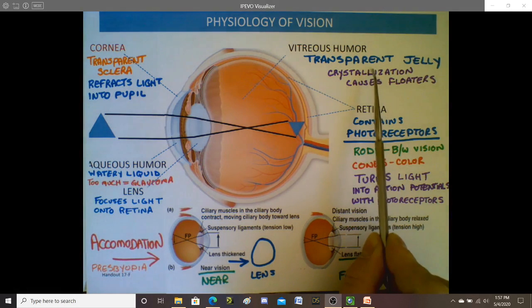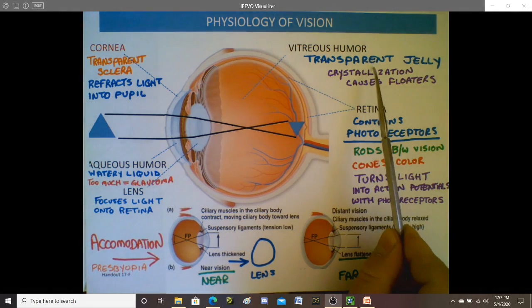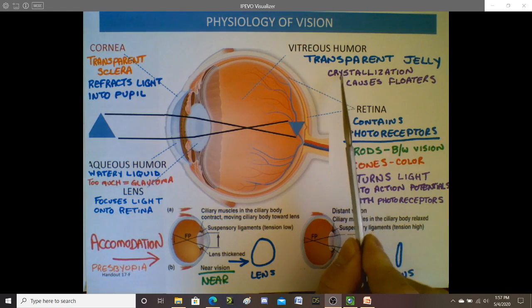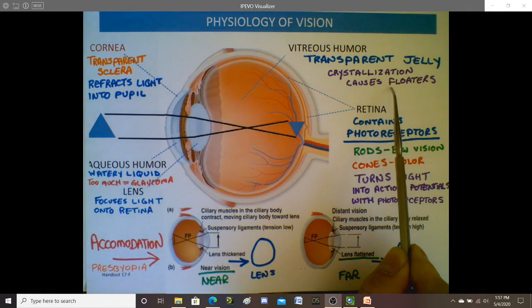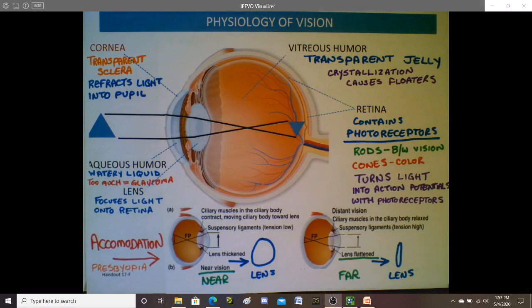Now, here's another disorder. That transparent jelly can sometimes crystallize. So you get these little crystallizations within the vitreous humor, and those crystallizations are called floaters. So if you have a floater in your vision, I have a lot of floaters in my vision. For some reason, I guess nearsighted people have more floaters than farsighted people. But when I look around, I've got these little, they look like particles floating in my vision.